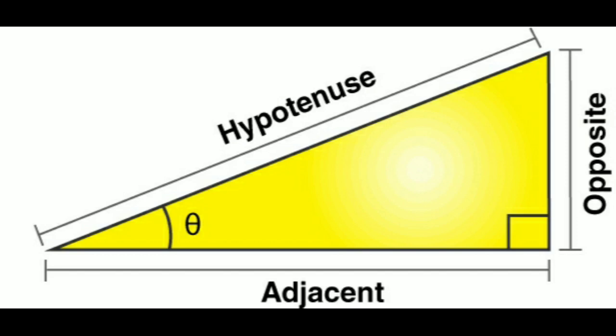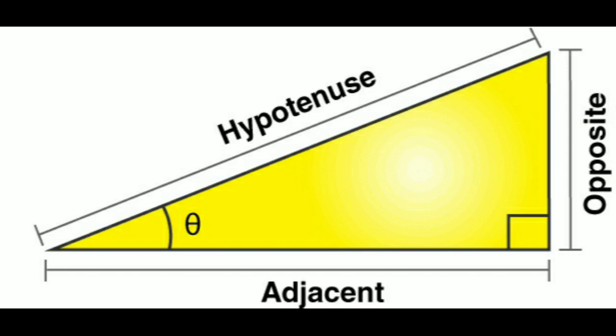Now reciprocal identities. Cosec theta equals 1 by sin theta. Please keep noting all the points. Sin theta equals 1 by cosec theta. Sec theta equals 1 by cos theta. Cos theta equals 1 by sec theta. Cot theta equals 1 by tan theta. Tan theta equals 1 by cot theta.